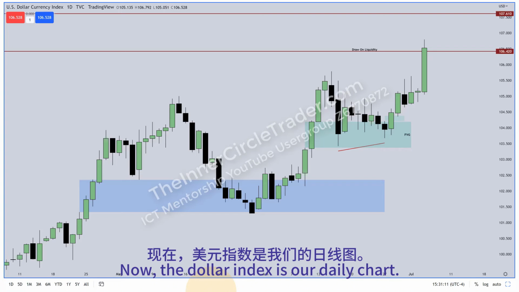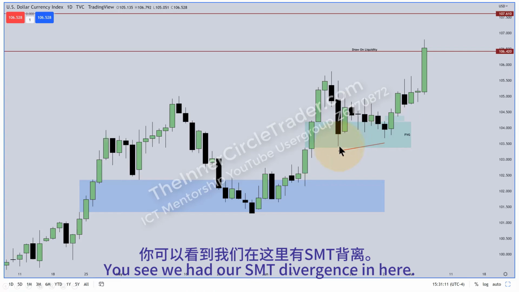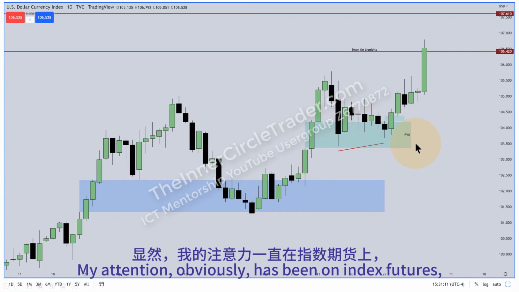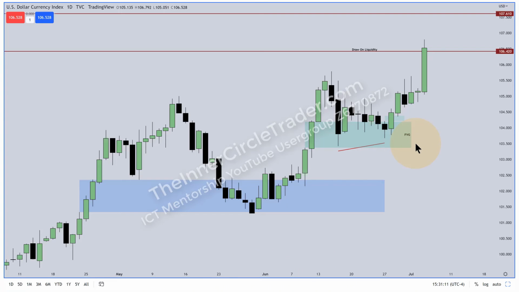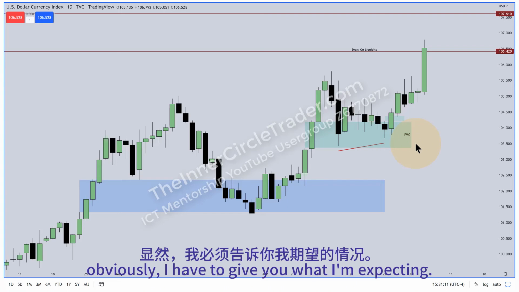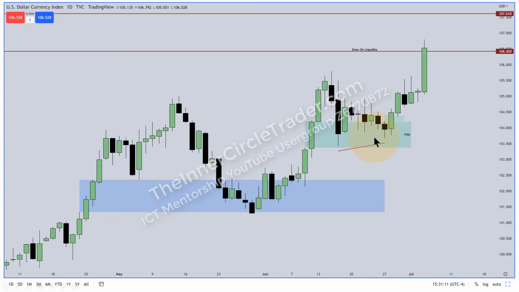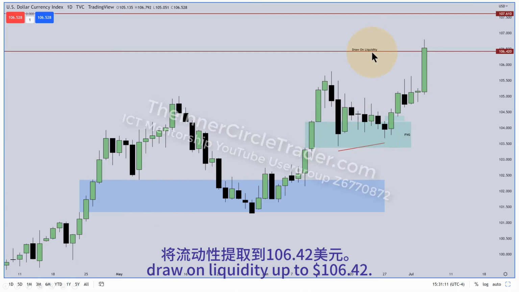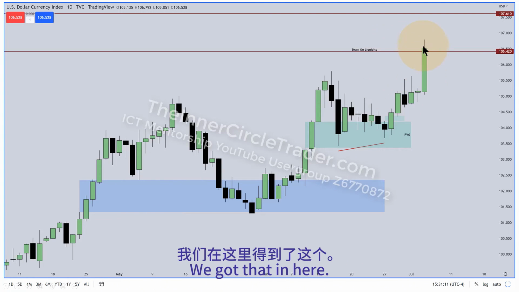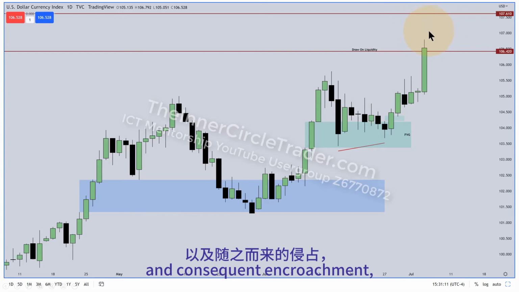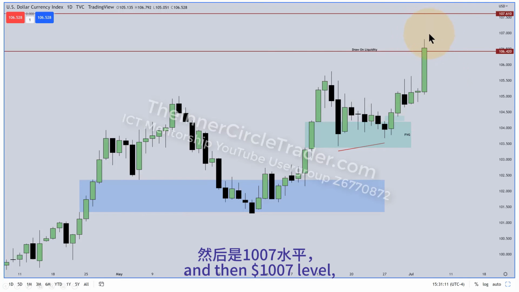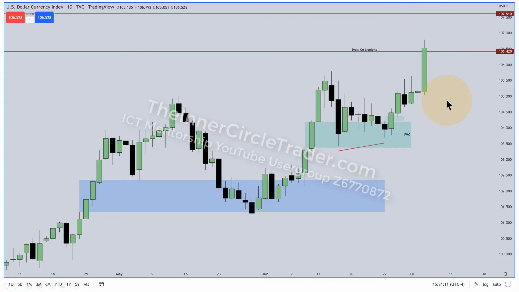Now the dollar index is our daily chart. You see we had our SMT divergence in here. My attention obviously has been on index futures, so I'm not really interested in the currencies, but obviously I have to give you what I'm expecting. Diverged here. Draw on liquidity up to 106.42. We got that in here. Next draw on liquidity is 105, big figure, and consequent encroachment, and then 107 level, and then 107.61, top of the old imbalance.